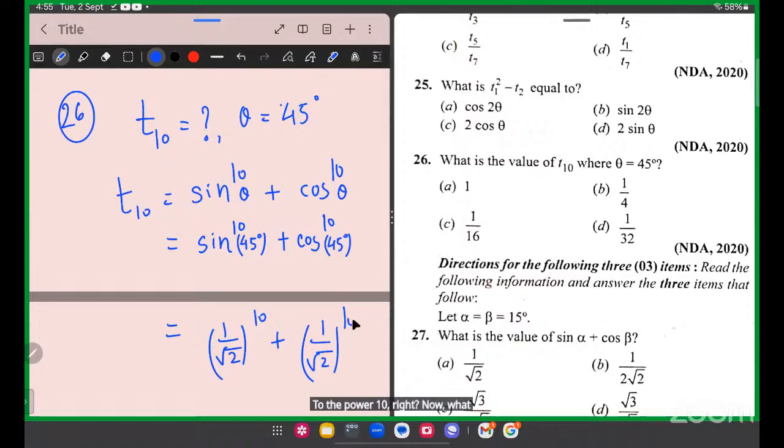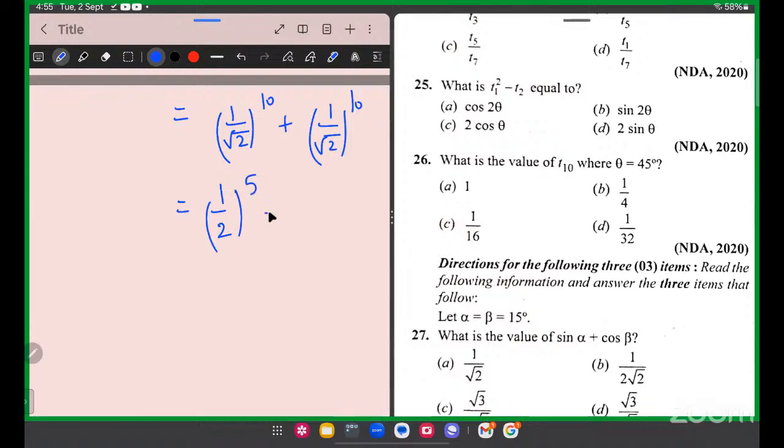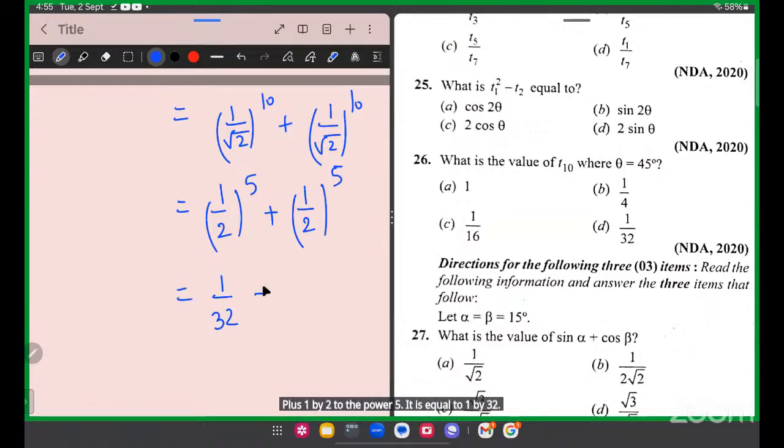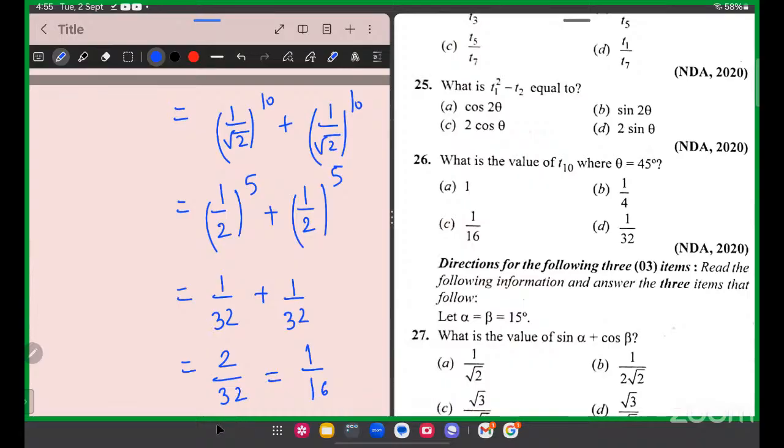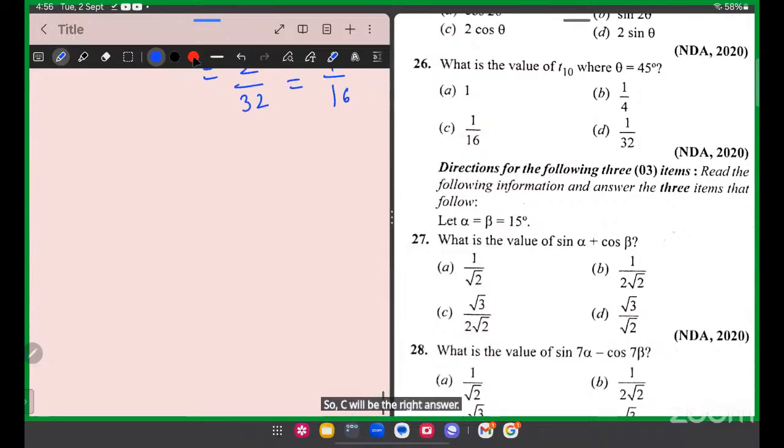Now what is 1 by root 2 to the power 10? It is nothing but 1 by 2 to the power 5 plus 1 by 2 to the power 5. It is equal to 1 by 32 plus 1 by 32, which is equal to 2 by 32. Final answer is 1 by 16. Next question. So C will be the right answer. Question number 27.